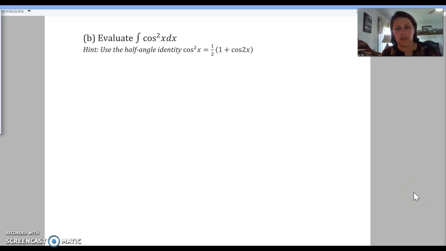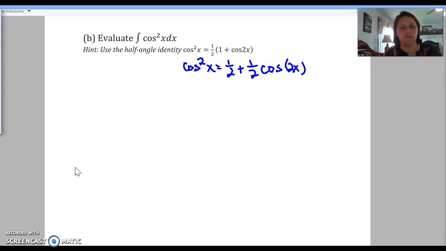Okay, this one is the identity that we were just looking at before, what we call a half angle identity, but we can also call it a power reduction. So it's cosine squared x equals 1/2 plus 1/2 of cosine 2x. Okay, that's the way I'm going to use that one. So we've got the integral of cosine squared x dx.